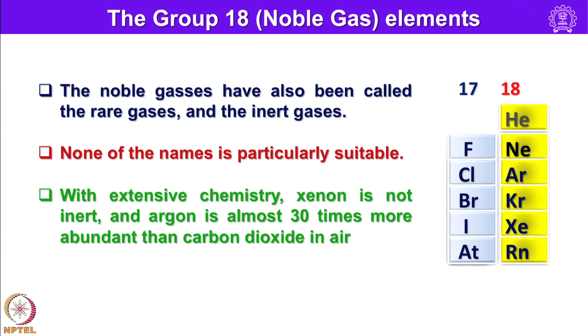Noble gases also show some reactivity, and we saw a lot of compounds of xenon and a few compounds of krypton. With its extensive chemistry, xenon is not really inert, and as I said, argon is almost 30 times more abundant than carbon dioxide in the atmosphere.